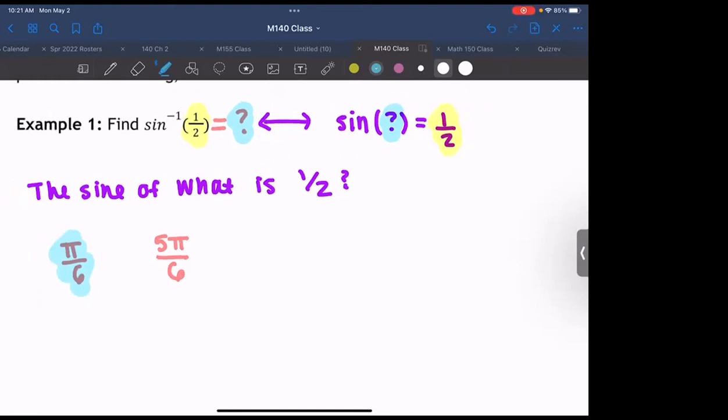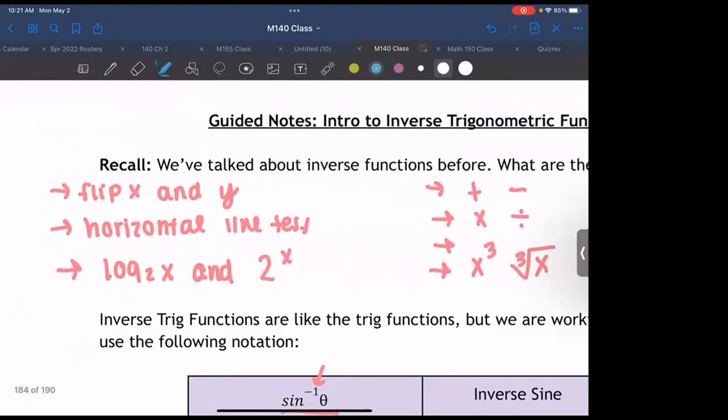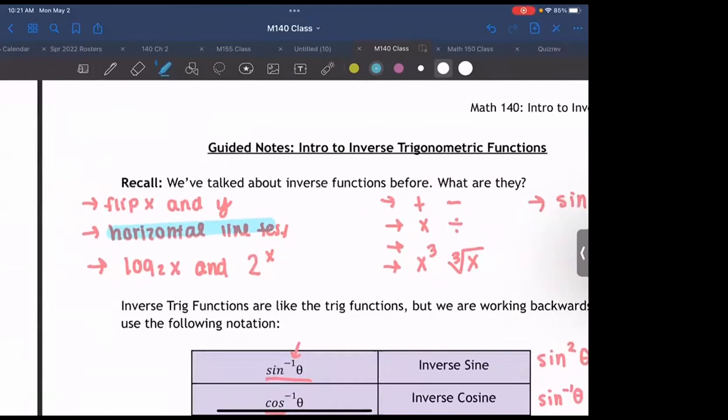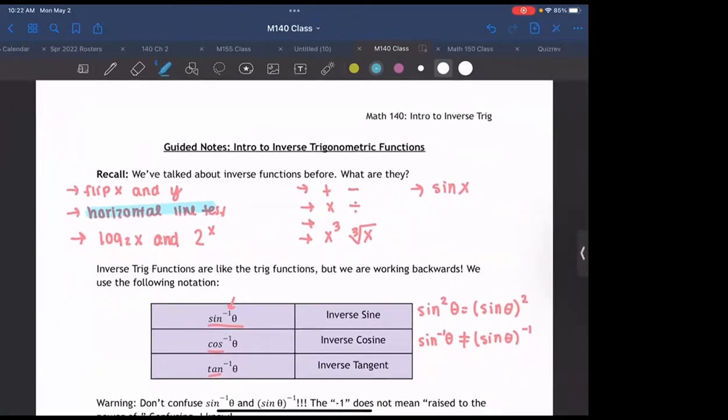Any idea why? Why does inverse sine only have one answer? Not quite. It's a good guess. It actually goes back to the horizontal line test. This is where things get a little bit more interesting. So this goes back to the horizontal line test, and I'll show you how these two are related.